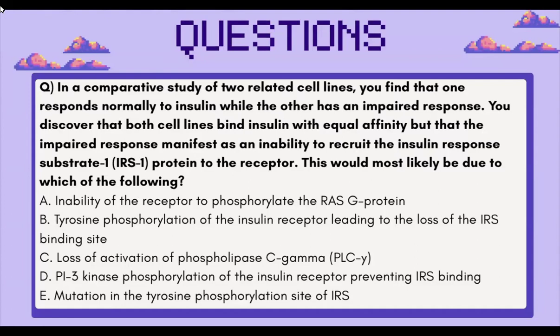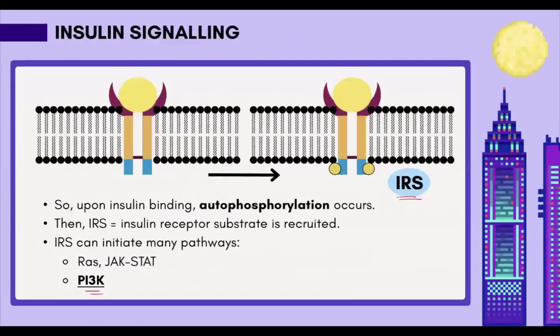Okay, I'll explain this actually. What's happening is they noticed that one person is responding normally to insulin while the other isn't. And they noticed that in both, the receptor is binding normally. They have equal affinity, so there's no problem with the binding itself. But the impaired response manifested as an inability to recruit the insulin response substrate, the IRS1 protein, to the receptor. So if we go back to the insulin signaling diagram here.